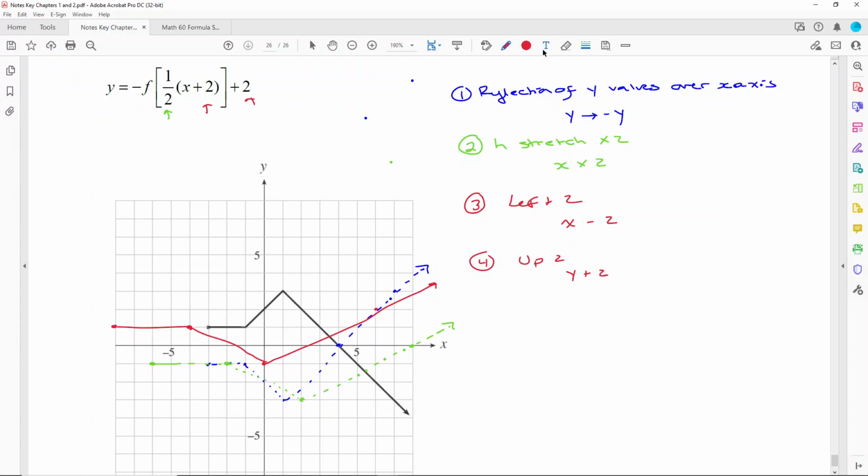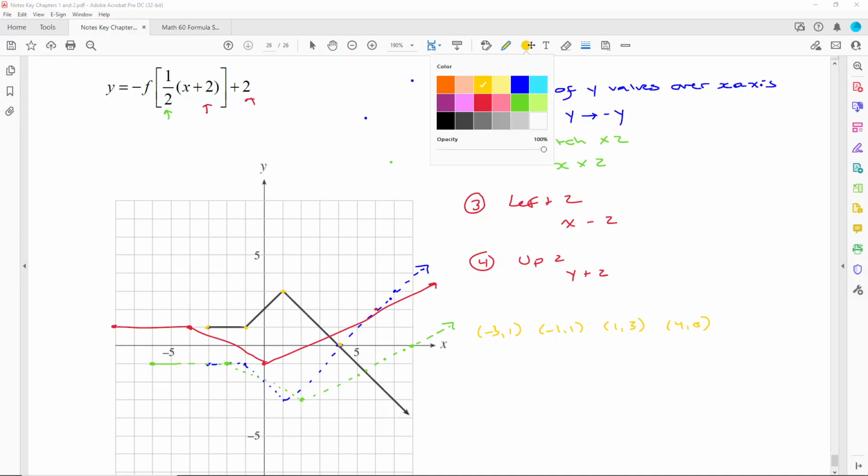What if I was doing it with points? Okay, so let's start out by pulling out our key points. Our key points of this graph were -3, 1. The next key point here is at -1, 1. The next key point here is at 1, 3. The next key point here is at 4, 0. And you know, I don't think I actually need any more. Those are good. Okay, let's do the first transformation.